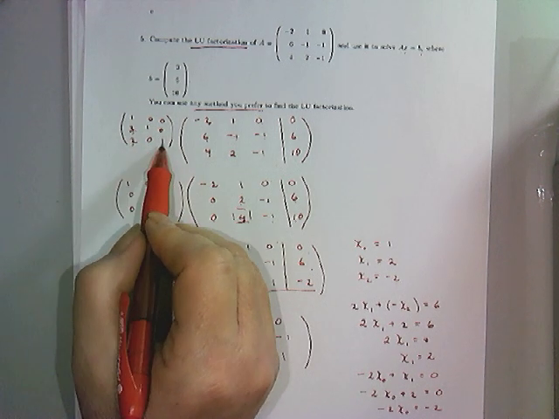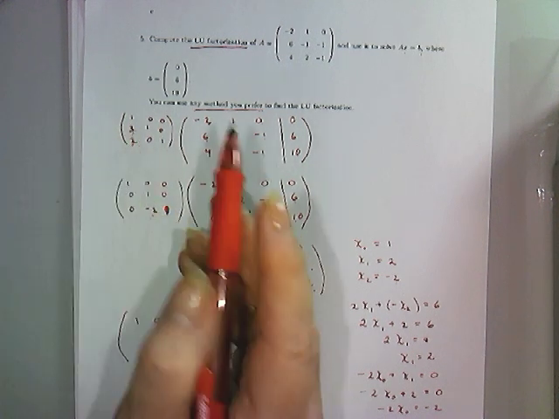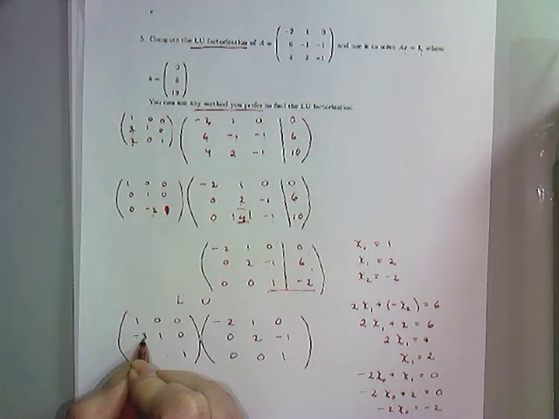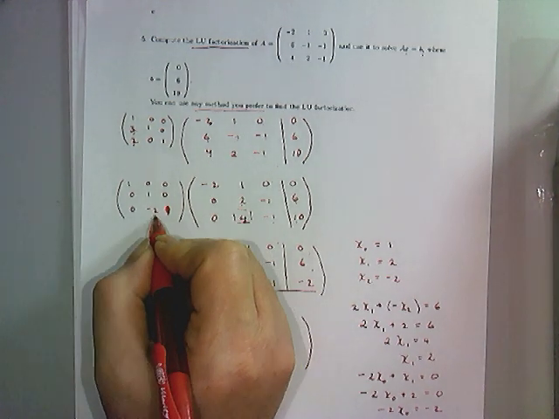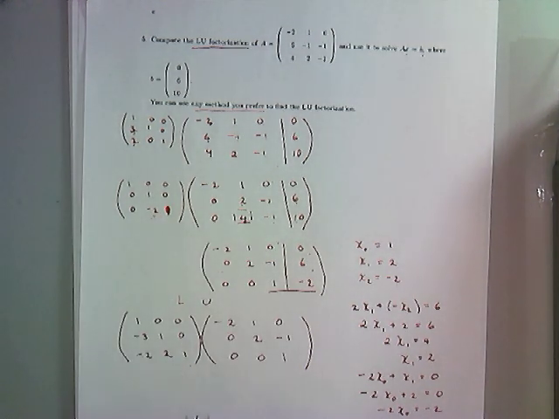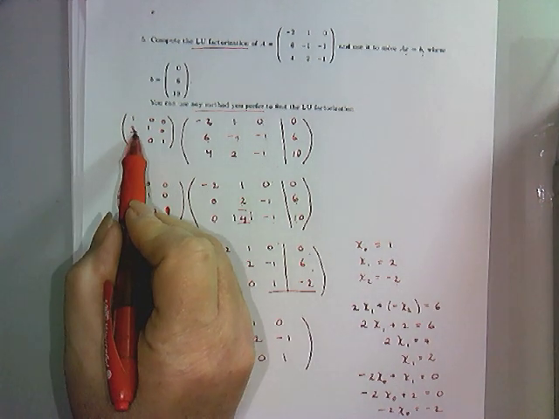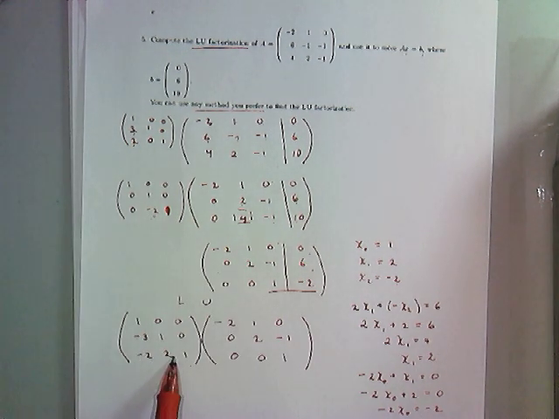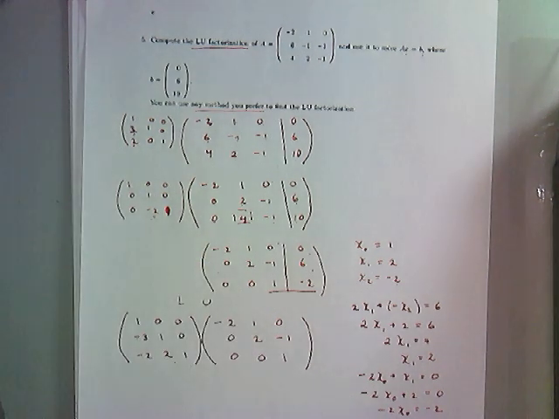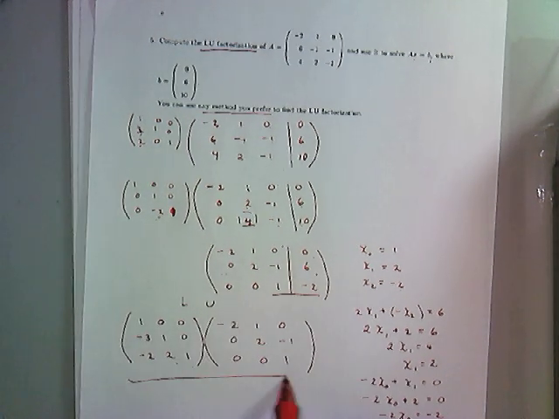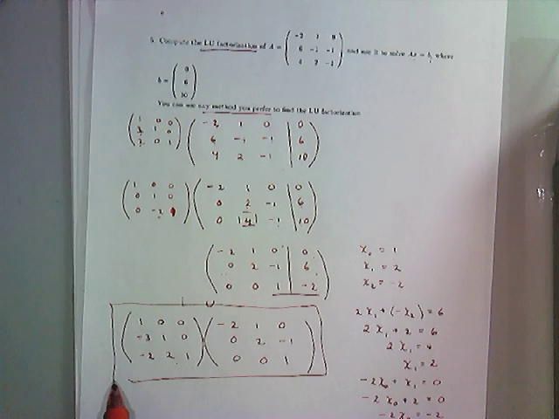Now, our multiplier was negative 3 here, it was negative 2 here, and it was positive 2 here. So it's actually the entries in our lower triangular matrix are actually the negations of our Gauss transforms. And so these are my solutions.